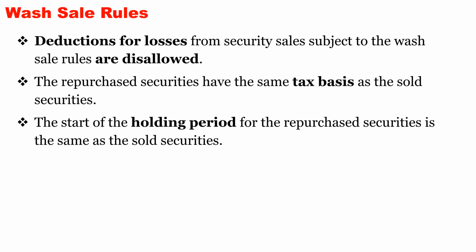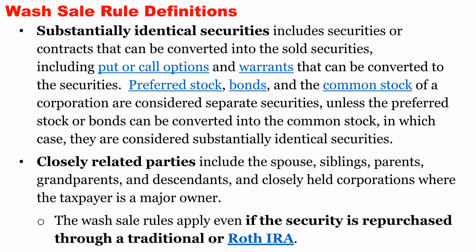Instead, the repurchased securities have the same basis as the sold securities, and the holding period starts when the original securities were purchased. Substantially identical securities include the same securities, or any securities convertible into the sold securities, such as call options, warrants, or preferred stocks or bonds that are convertible into the sold security.